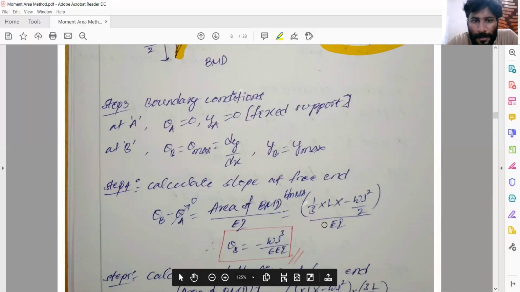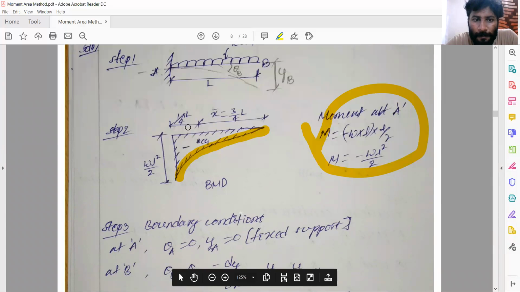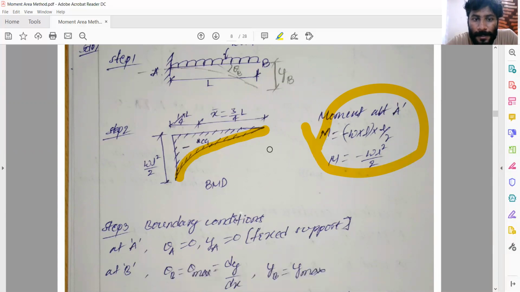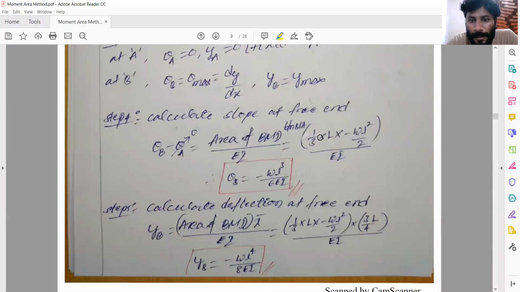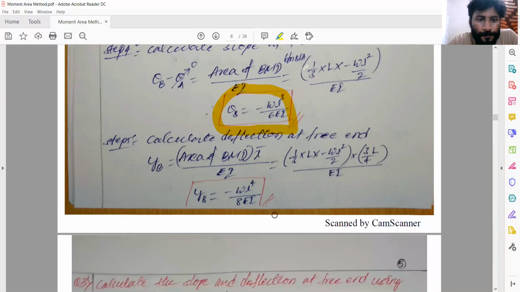EI is constant. Here you can see that we know the area of this parabolic spandrel is 1 by 3 into base into height. So 1 by 3 into base, which is L, height is WL square by 2, that is minus WL square by 2. So 1 by 3 into L into minus WL square by 2, divided by EI. So that's the slope at B.